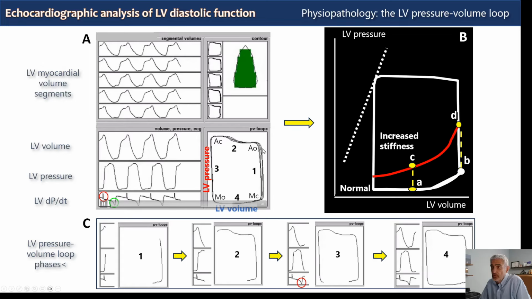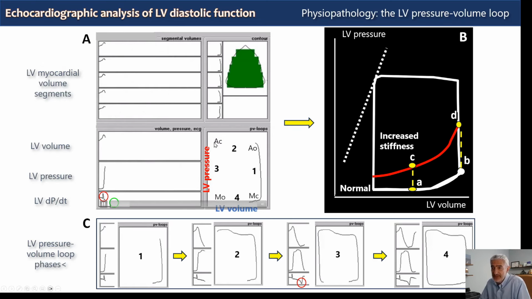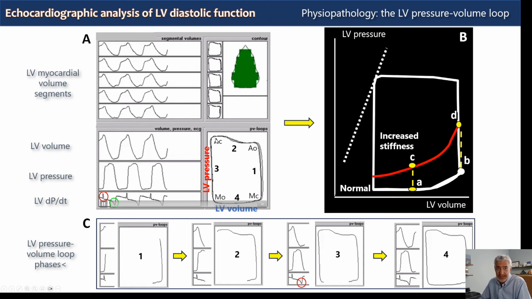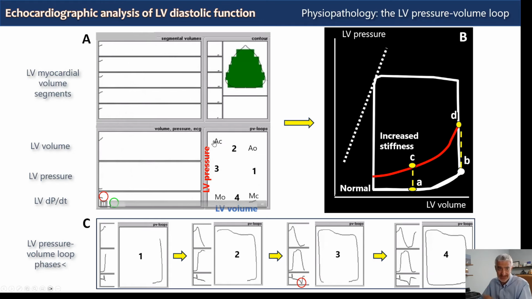The second phase of the loop here is ejection, which begins at aortic valve opening, AO, and ends at aortic valve closure, AC here, during ongoing myocardial contraction. During this phase, the left ventricular volume decreases and pressure slightly increases between the beginning and the end of ejection. The third phase here is isovolumic relaxation, which begins at aortic valve closure, as we just saw on the previous slides, and ends at mitral valve opening.